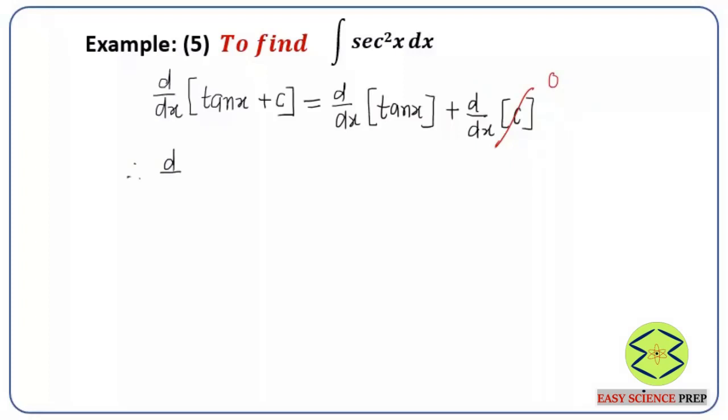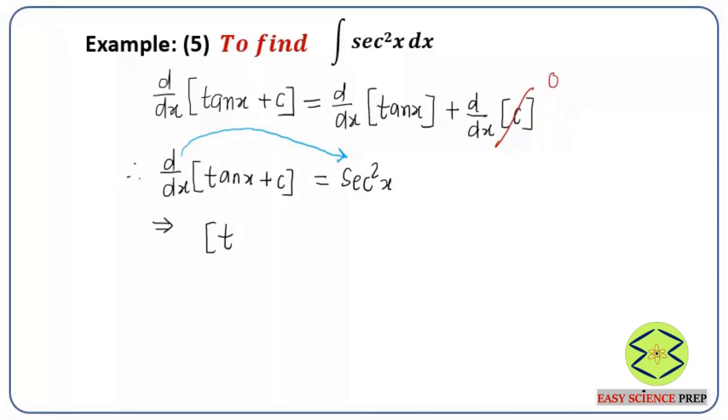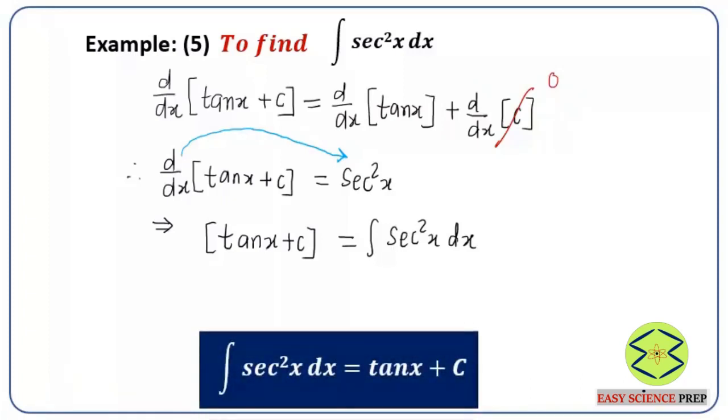Therefore you'll get the derivative of tan x plus c equals secant square x. And now if I bring this derivative from left to right, because derivative is opposite to the integration, it will become integration over here. So you'll be getting tan x plus c is nothing but the integration of secant square x with respect to x. So now we can write down that the integration of secant square x with respect to x is tan x plus c. Let's see one more example here.